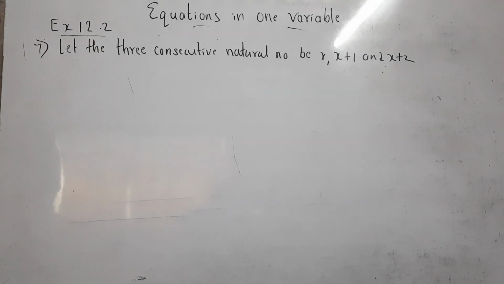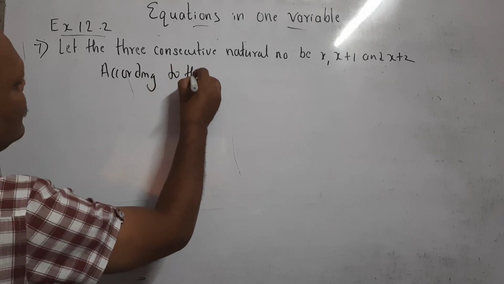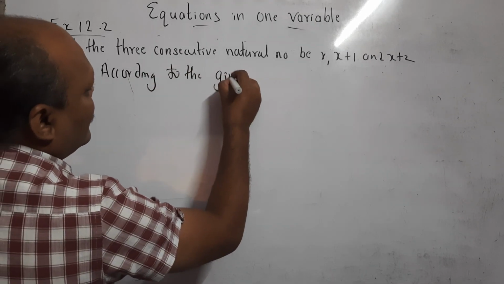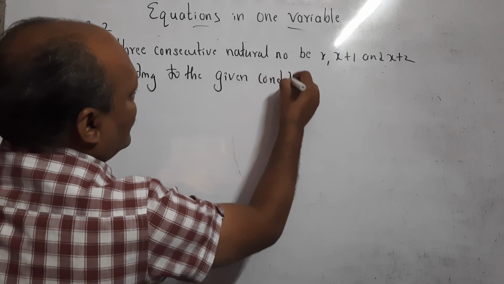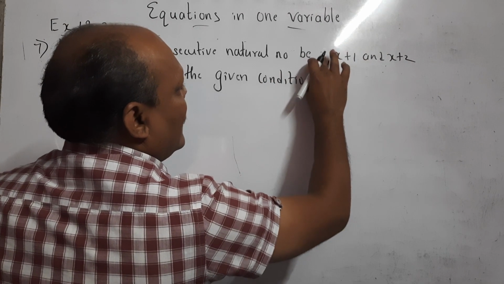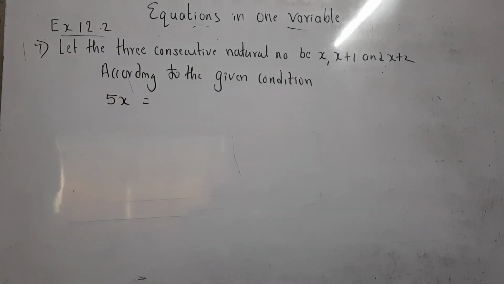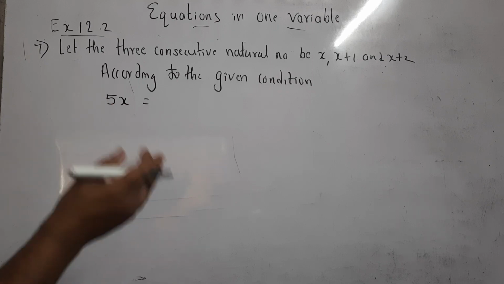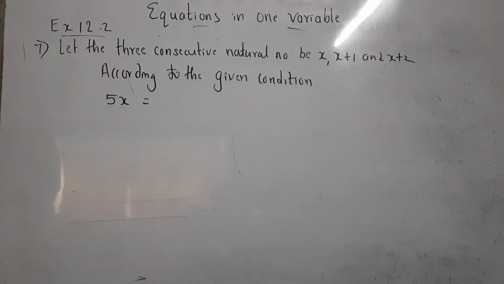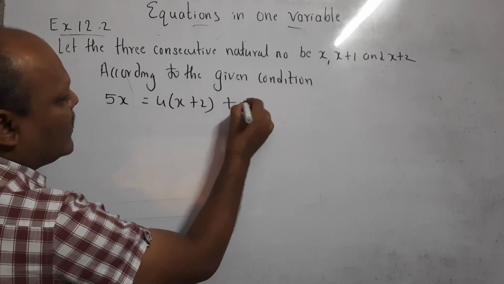Now according to the given condition, what is the condition given? Again, read the question properly. 5 times the smallest number. Which is the smallest of these? We know that x is the smallest number. 5 times the smallest number is equal to 9 more than. Always remember, the 9 more than or less than condition, always take it in the end. Read further. 4 times the greatest number. Which is the greatest number? x plus 2. That is 4 times the greatest number, and 9 more, that is plus 9.